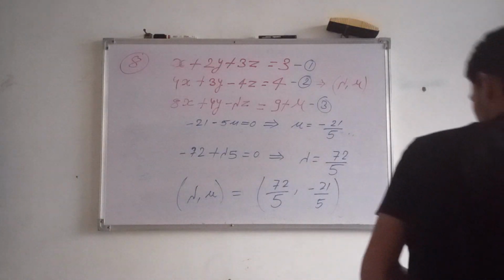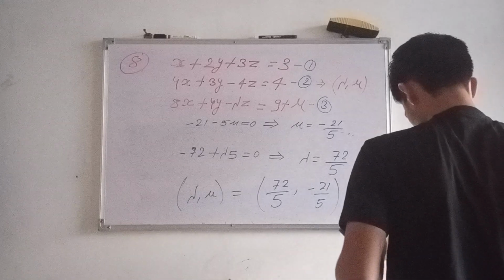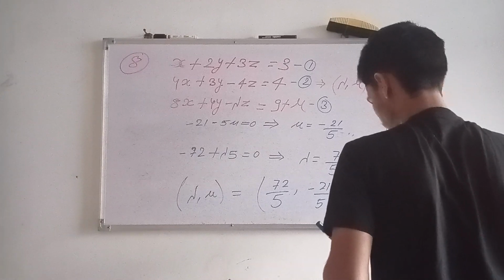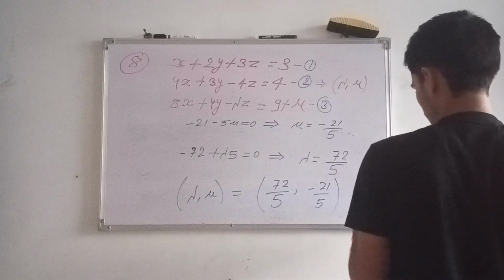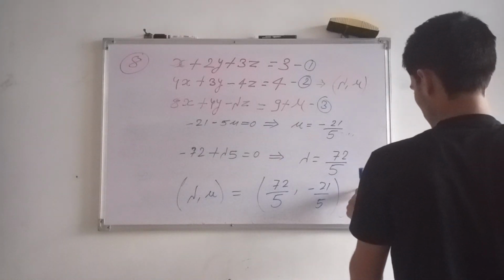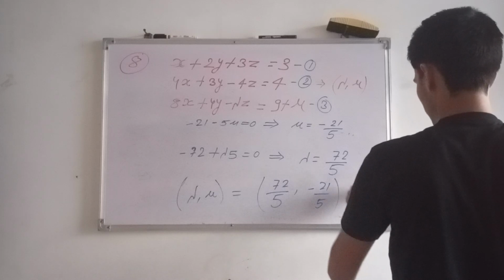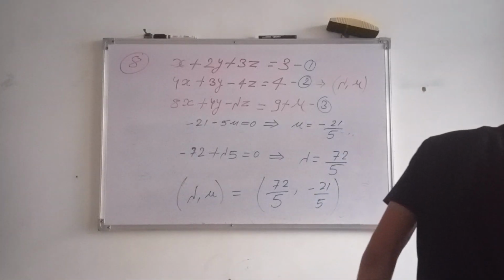Which option is this? 72 upon 5, minus 21 upon 5 is option number 3. Option number 3 was correct here.